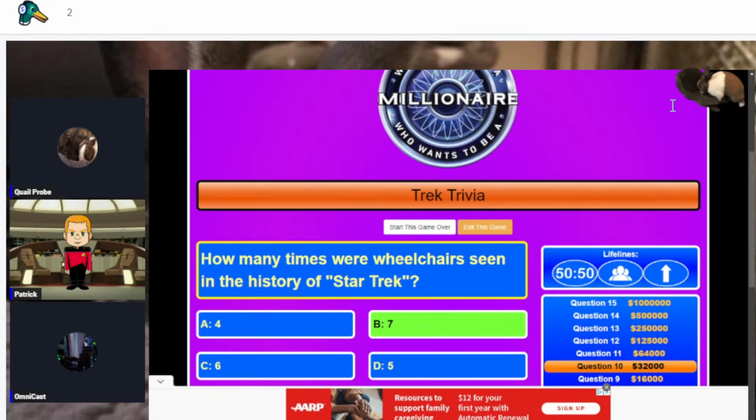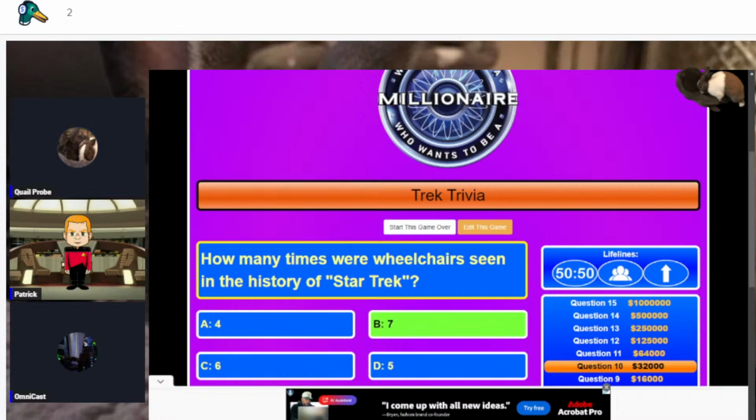But in the TOS episode, The Changeling, for Patrick, what was the name of the other probe that had collided with Nomad? A. Lamu, B. Rantu, C. Tanru, or D. Malu? You gotta say it like Spock. It's pretty good though. Malu.